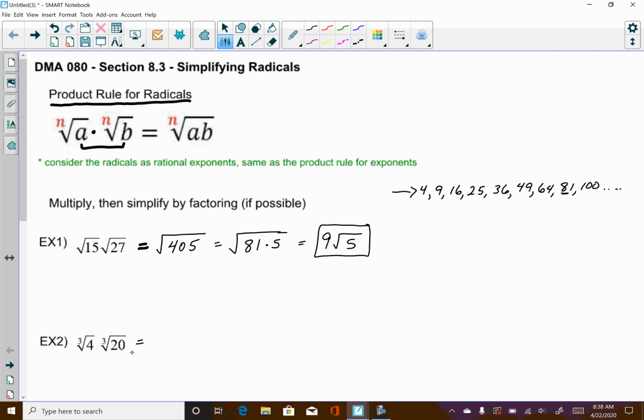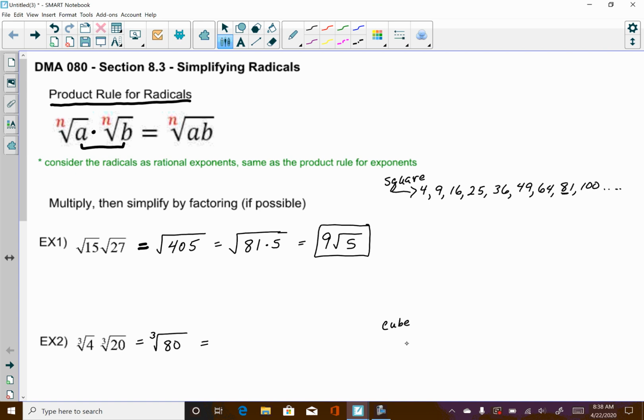If we move on down to example 2, both of these are cube roots, so it's still legal for me to use my property from above. I get to still keep it a cube root, and I get to multiply 4 times 20, which is 80. Now here, whenever you're thinking about breaking it down, we can't use this square root list. If you were going to break it down in the same way, you would need to think about a cube root list.